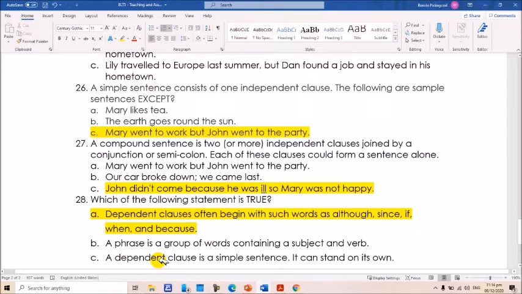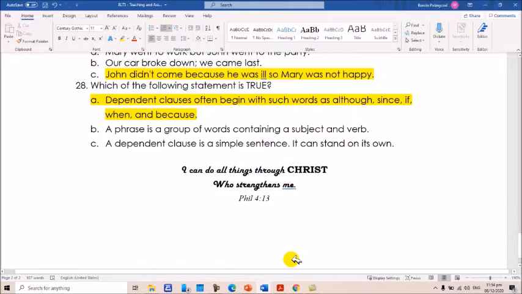A dependent clause is a simple sentence. It can stand on its own. So this one is also not a correct statement. So the answer right here is letter A. Alright, I think we're good.